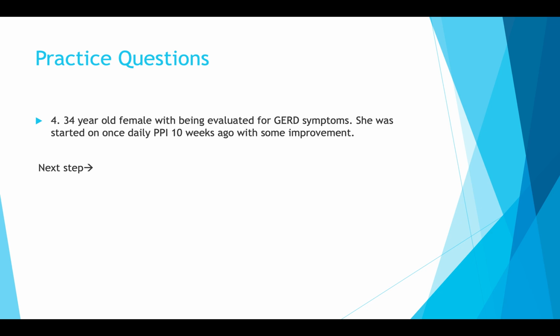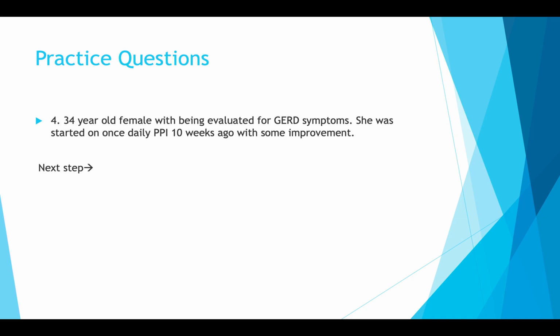We have a 34-year-old female being evaluated for GERD symptoms. She was started on once daily PPI about 10 weeks ago with some improvement. So she has some improvement, meaning she might say, oh yeah, my nocturnal cough is better, but I still have this heartburn that's happening. So what would be the next step?